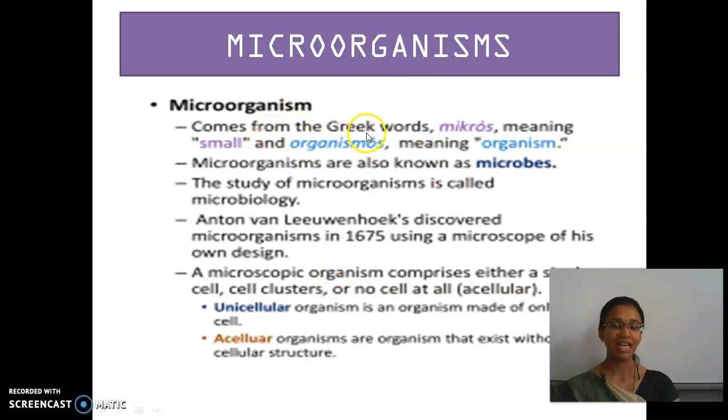The word microorganism comes from Greek, that is mikros. Its meaning is very small. Many words come from Greek origin. Mikros, that is small. Organisms means organism. So they are also called microbes. The study of microorganisms is called microbiology.